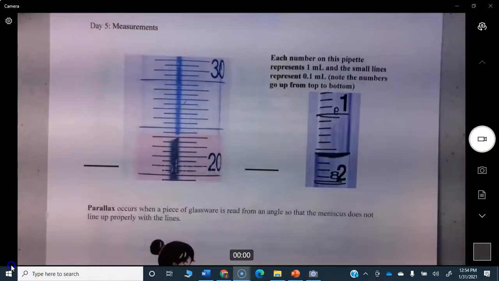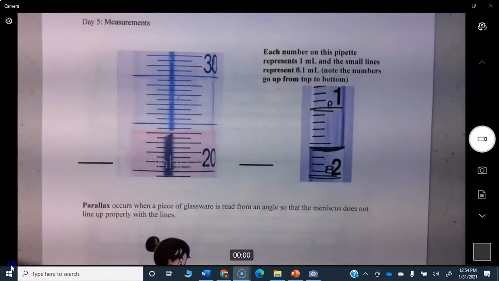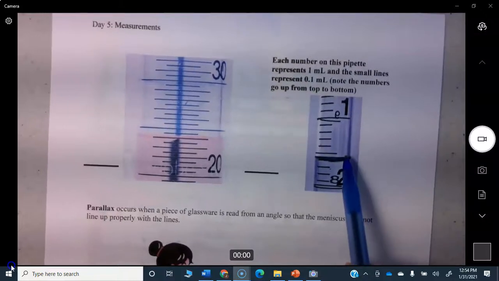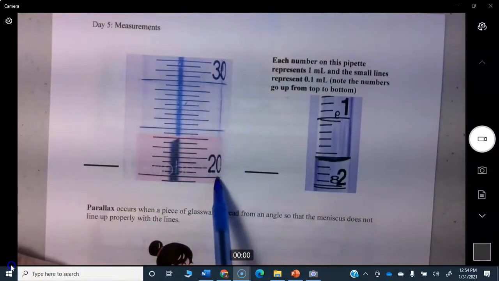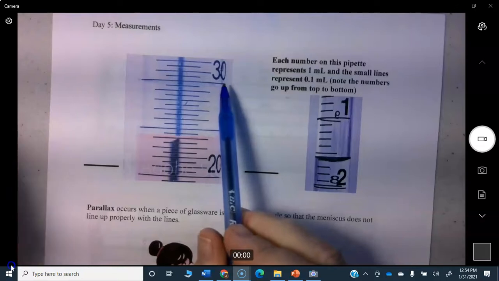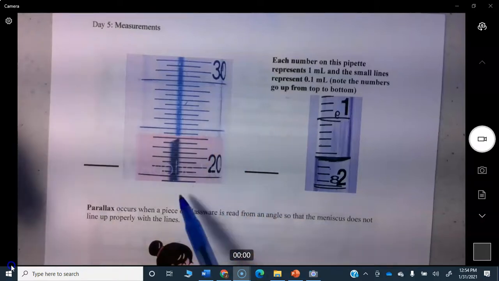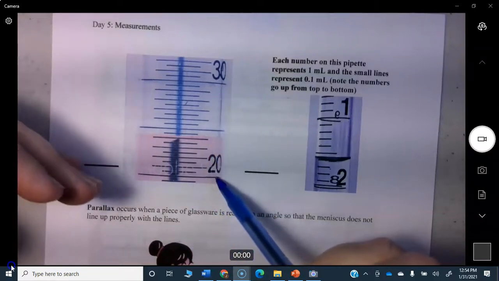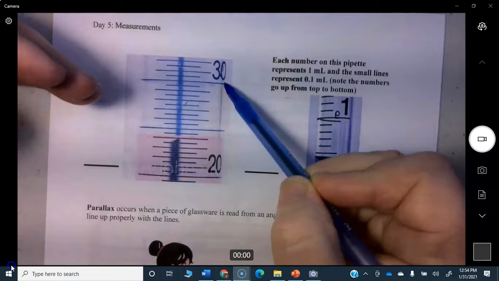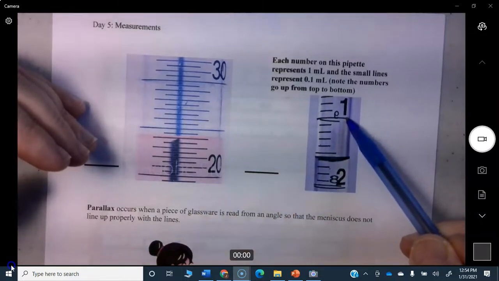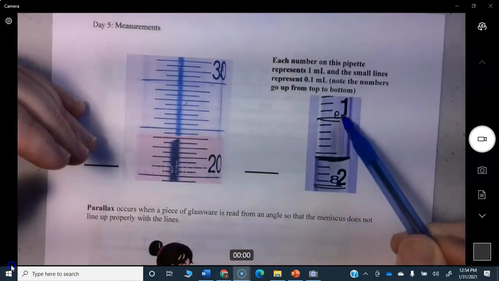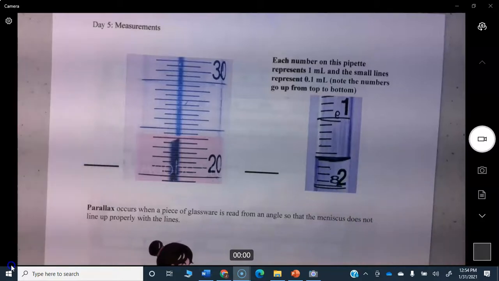So here is a couple more, but notice something about this one. In all the other ones and on the previous page, the numbers are going up as you go up. That's something called a cylinder. You fill it up. So as you add more and more liquid, it goes from 20 to 25 to 30. Notice this one's in the other direction. As you go down, it becomes 1, 2. The numbers increase as you go down. That's called a burette. It's used for a process called titration.